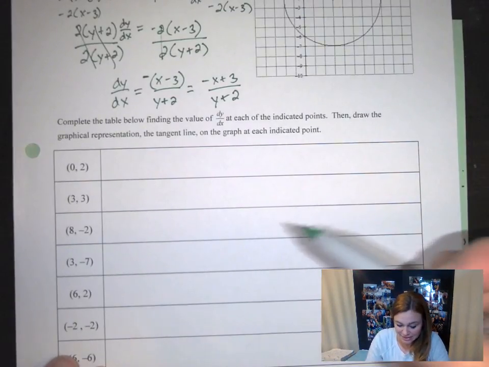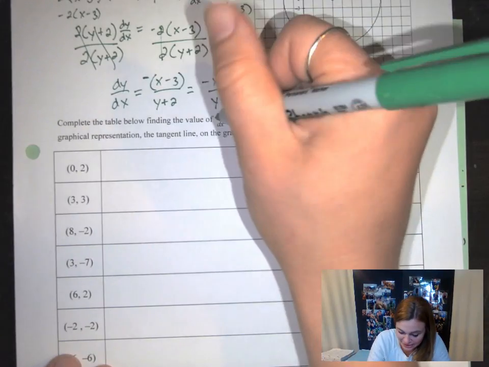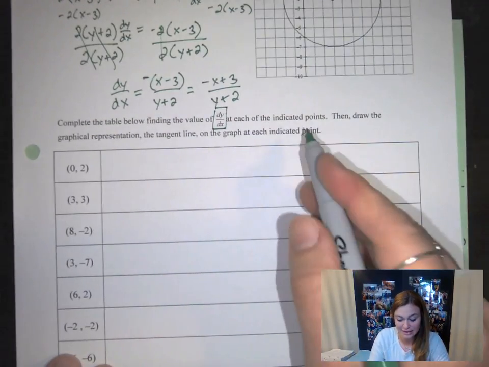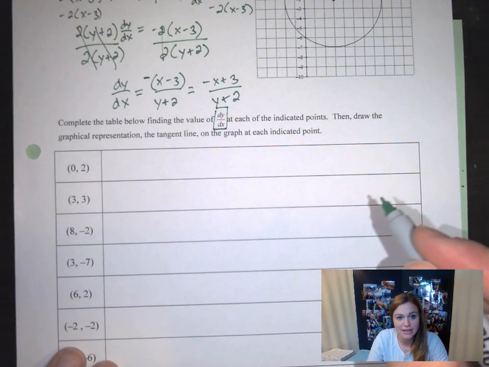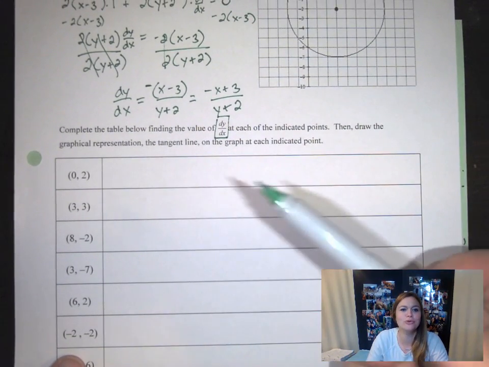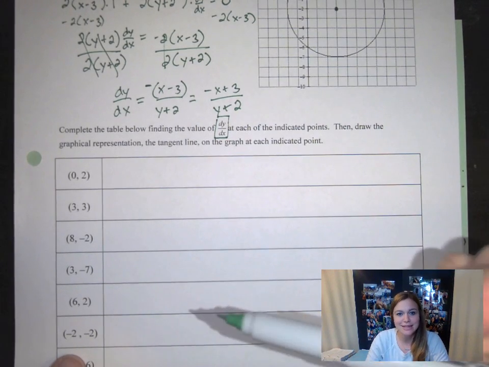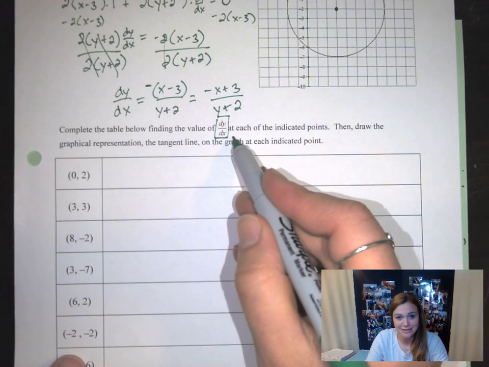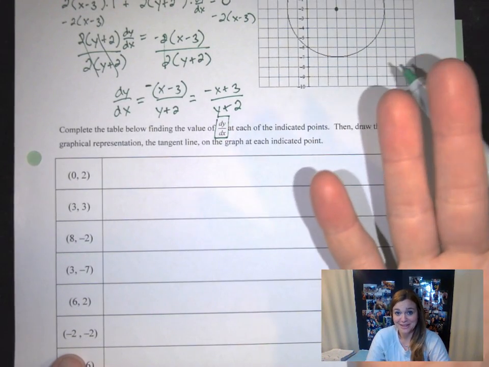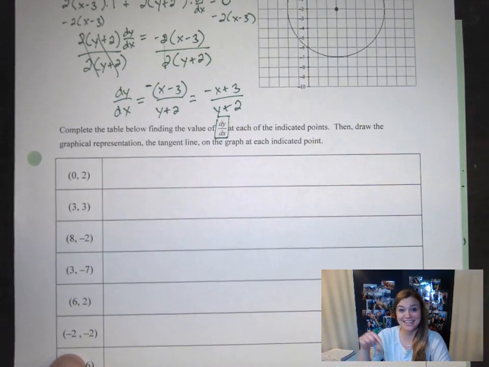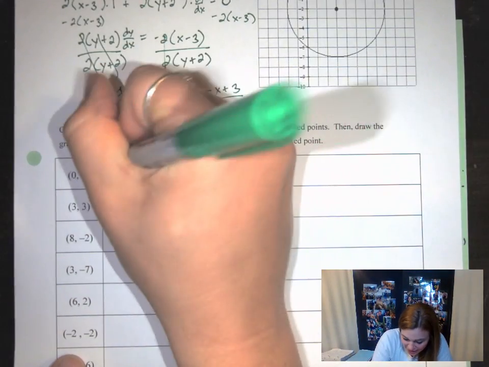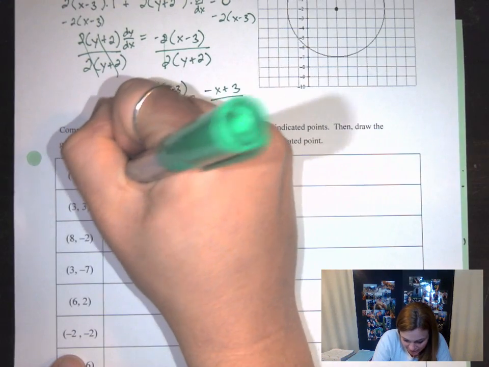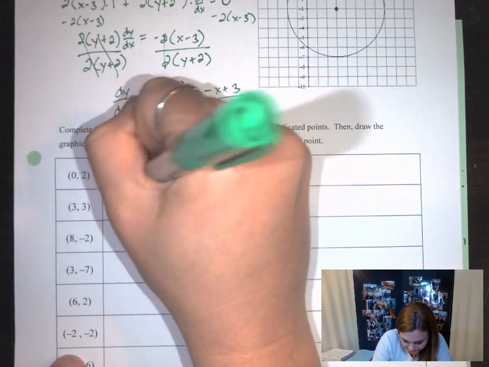So this one says, complete the table below by finding dy dx, so finding the derivative at each of the indicated points. Then draw the graphical representation, the tangent line on the graph at each indicated point. So remember dy dx is the slope of the tangent. Let's see if that still works. It does work.